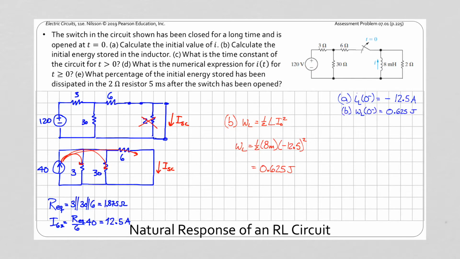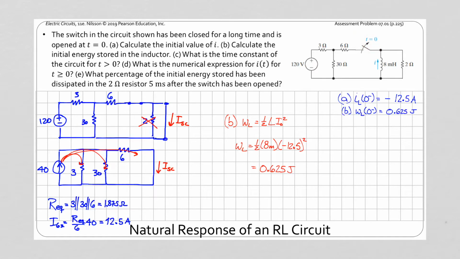And so we can plug in those values and find an initial energy for the inductor as well. When we start being asked about the time constant of the circuit for t greater than 0, the switch is opening at t equals 0, so if we want to look at times after that, we need to look at the circuit with the switch open.